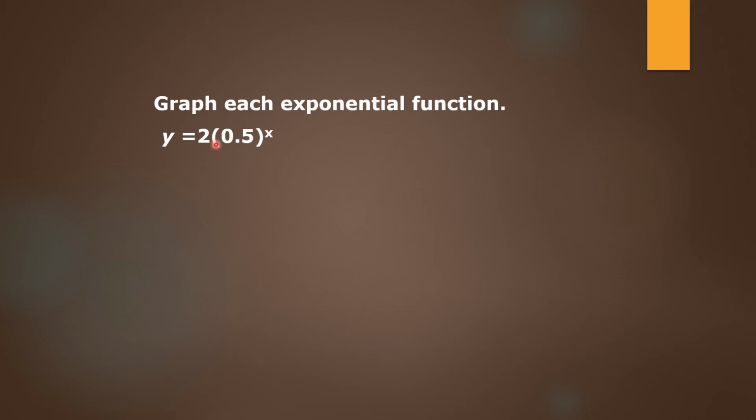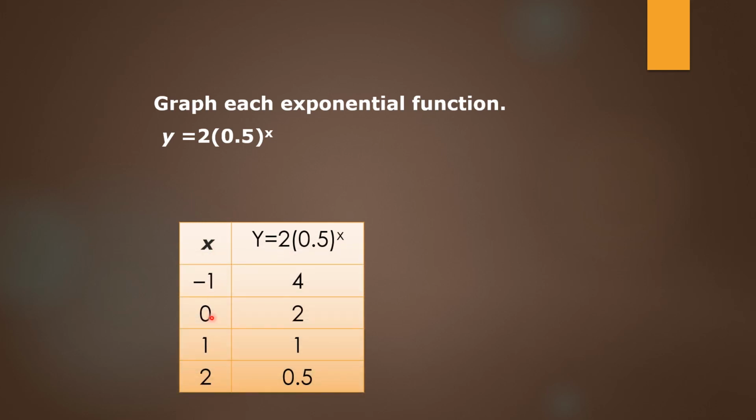Graph y equals 2 times 0.5 to the power of x. The difference here, b is less than 1 and more than 0. In the previous graphs, b was more than 1, but here b, as we said, is less than 1. Let's see what the graph will be.